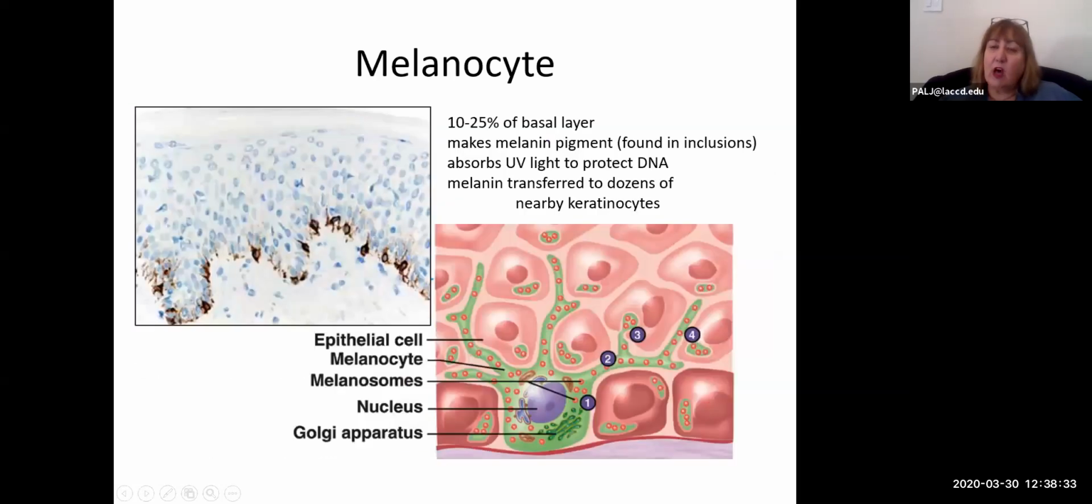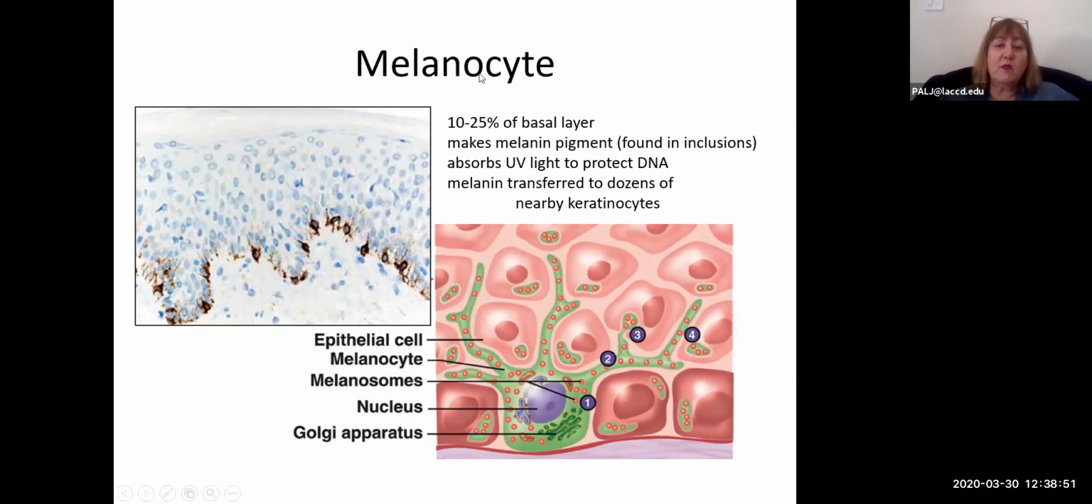The second cell type is called a melanocyte. And these are only going to be found in the deepest part of the epidermis, what's known as the stratum basale. And depending on your ethnic background, it could be 10% of these cells or it could be 25% of these cells.